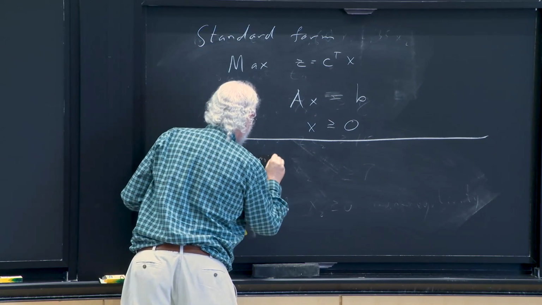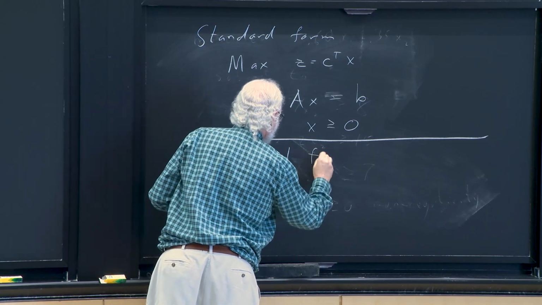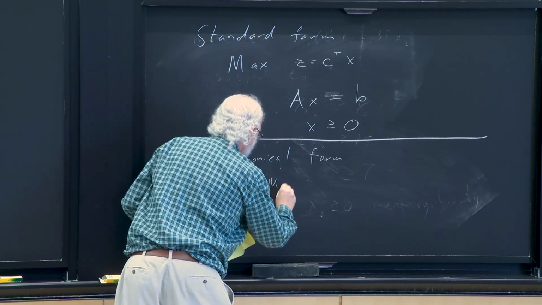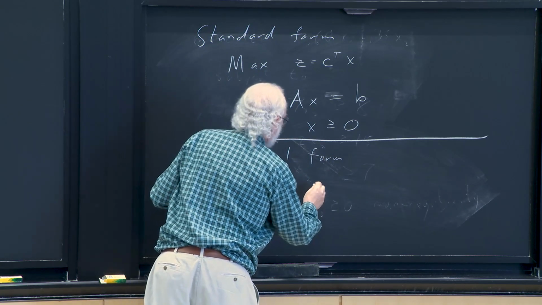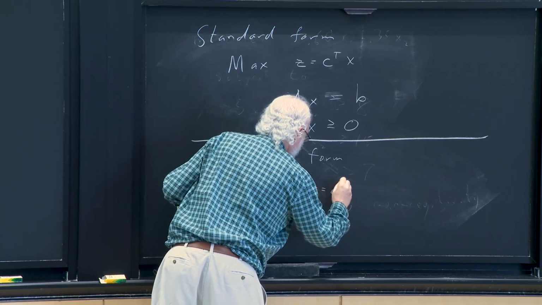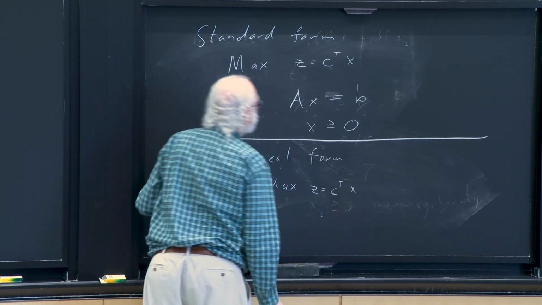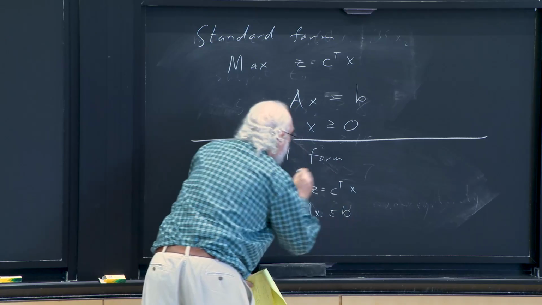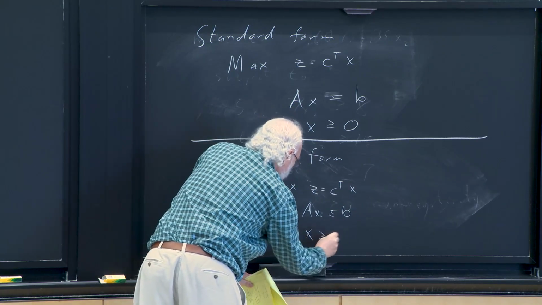Canonical form: maximize, and it's nearly the same, c transpose x, Ax less than or equal to b, x greater than or equal to 0.